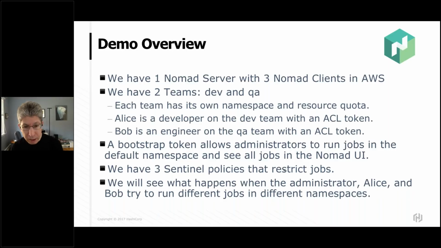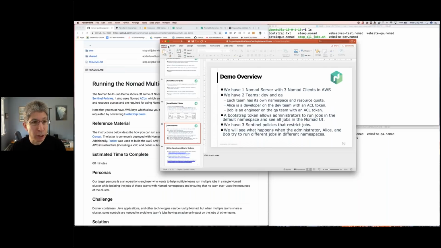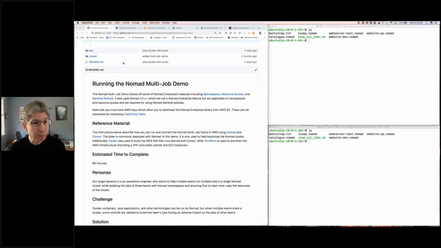I have 3 Sentinel policies deployed that restrict jobs, and we'll see those during the demo. And we're going to see what happens when the administrator, Alice and Bob, try to run different jobs in different namespaces. And by the way, I should mention that I provisioned everything with Terraform. And in fact, that's where I'm going to go to next.